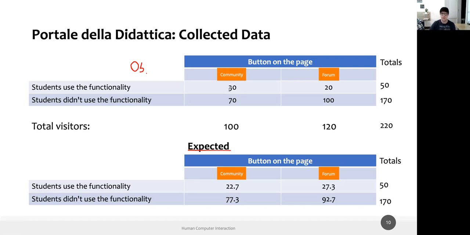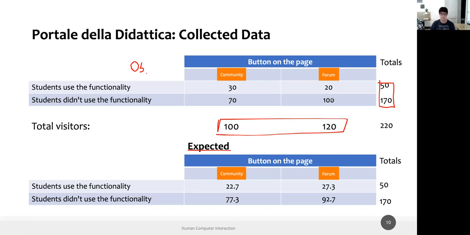How many of these numbers can we change, given the totals here and here? That cannot change, because those are the total number of the experiment, the total number of visitors in this case, and the total number of click and not click on the link. How many of these numbers can freely change without impacting the others? Yes, one. Why?